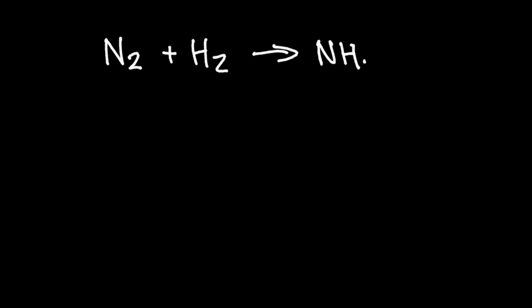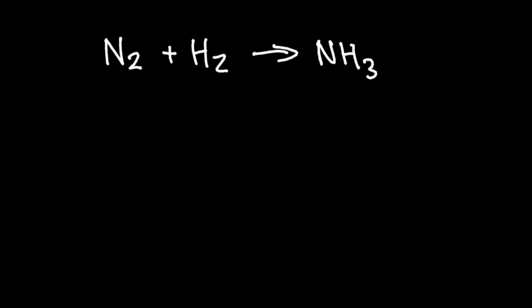This video will show you how to balance chemical equations. And to start off, we have this reaction right here. Nitrogen plus hydrogen reacts to form ammonia.